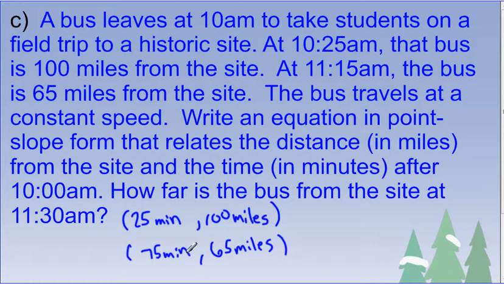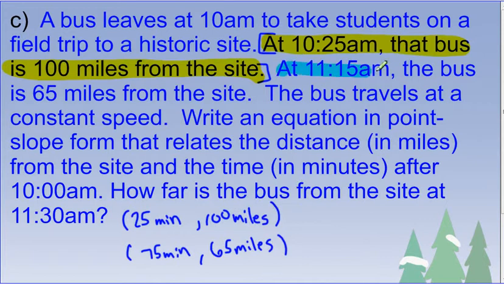Okay. So I found for each location they gave us here, let me do highlighter. So for this one here, the time after 10 o'clock was 25 minutes, and the bus was 100 miles away. I thought of that as those two numbers kind of go together.